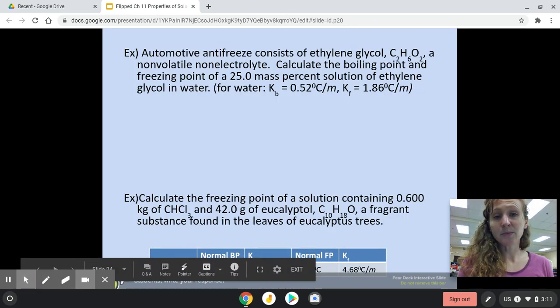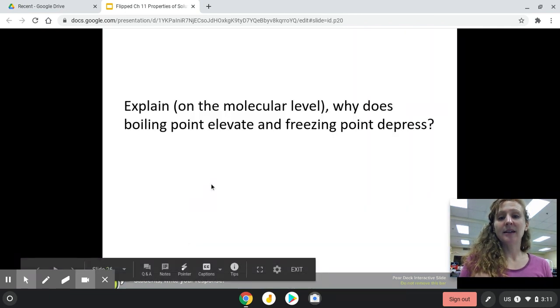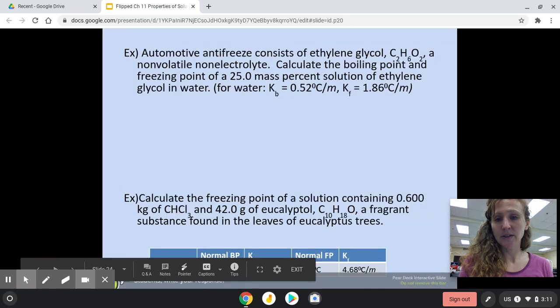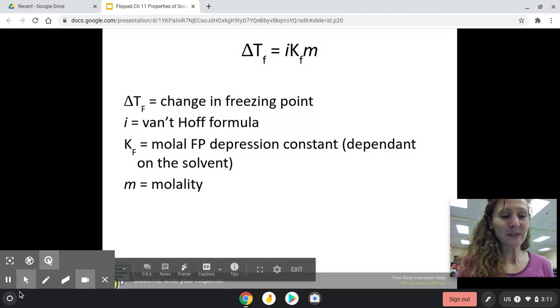Okay, there are some practice problems we can go through together in class, and then we'll summarize this together before we talk about osmotic pressure, which is our last topic for colligative properties. Okay, see you guys in class.